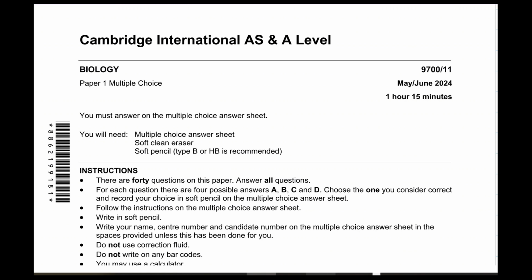Hello, it's Shiden Nagar, and today we're going to be solving May-June 2024 Paper 1, Variant 1.